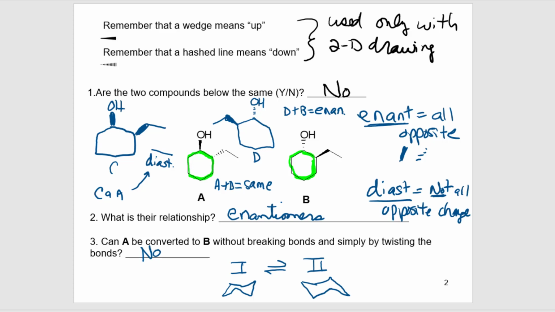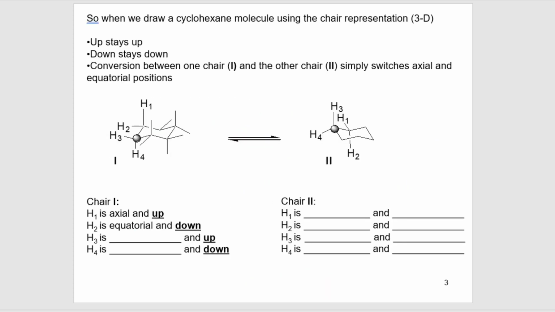Just like I'm still me when I sit down. I don't have to break my legs off to sit on the couch, right? I'm just twisting and reconforming. So that's the key here. When we draw a cyclohexane molecule using chair representation, or 3D, it's just another perspective, and we can't lose the original stereochemistry of the molecule. Up stays up, down stays down. Conversion between chair 1 and chair 2 is just flipping a conformation.